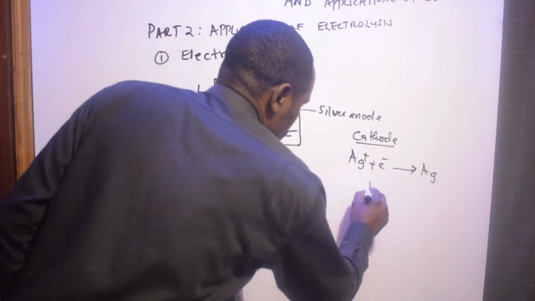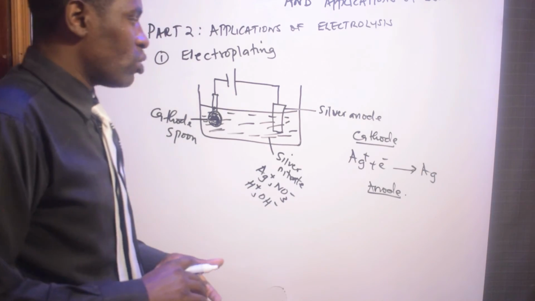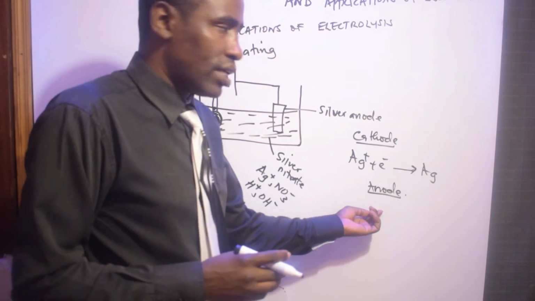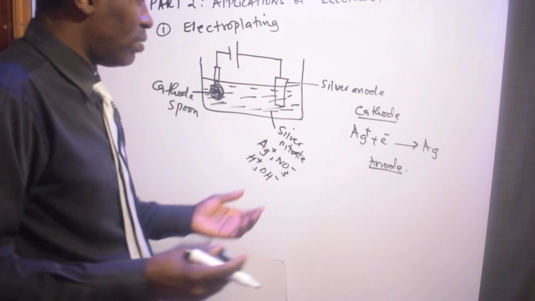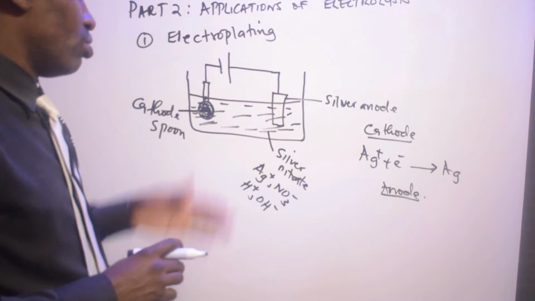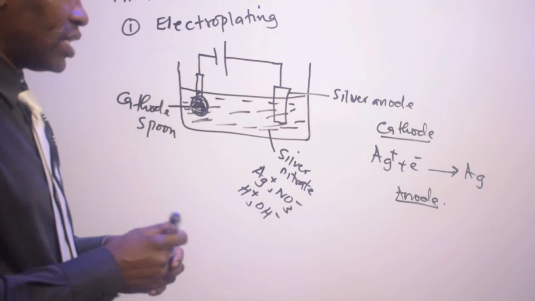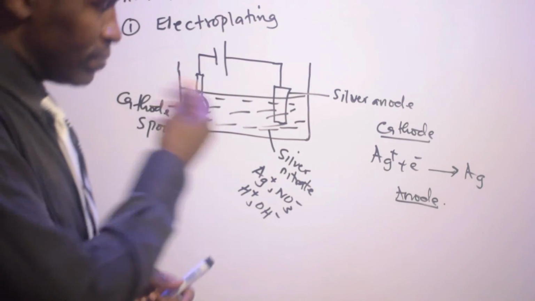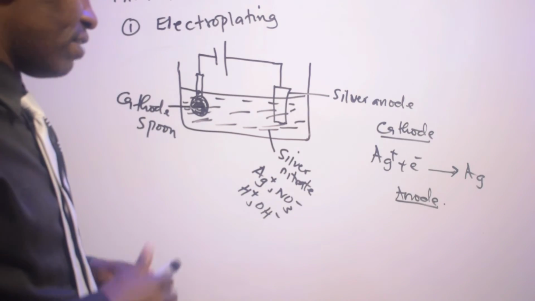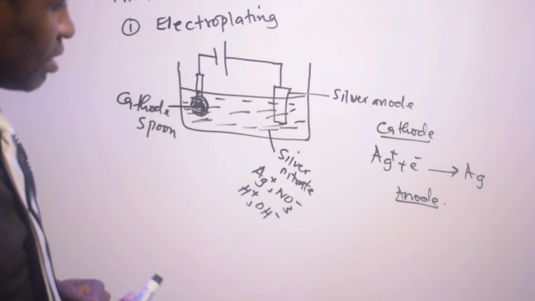Now what happens at the anode? What happens at the anode? Now when I was discussing the factors affecting the electrolysis, I did mention the nature of the electrolyte. And when you say that here, every time you use a metal, more so at the anode, because metals have a higher tendency of losing electrons, they have a higher tendency of losing electrons here than this anion.